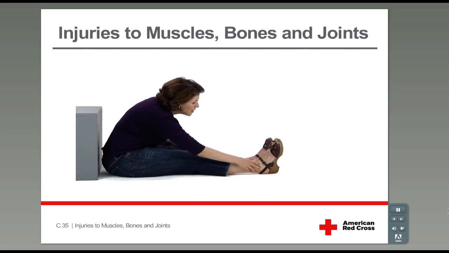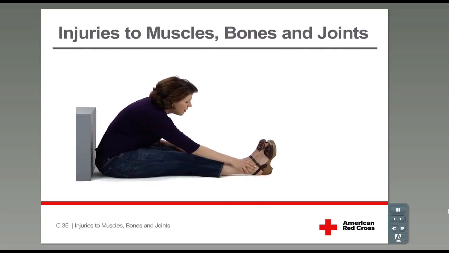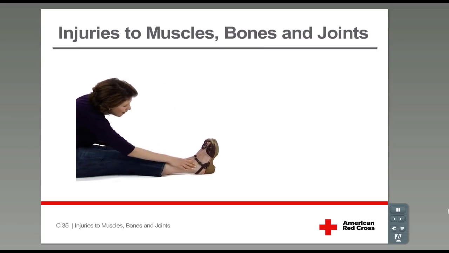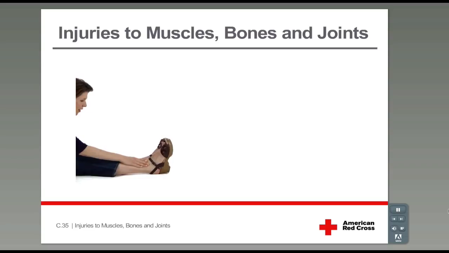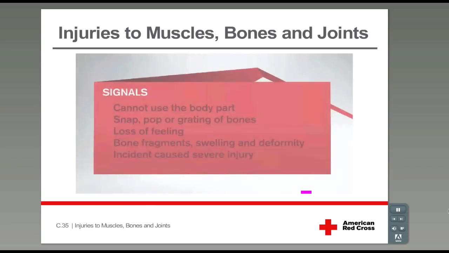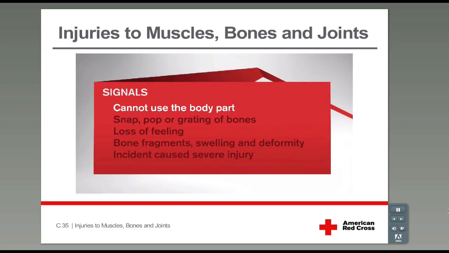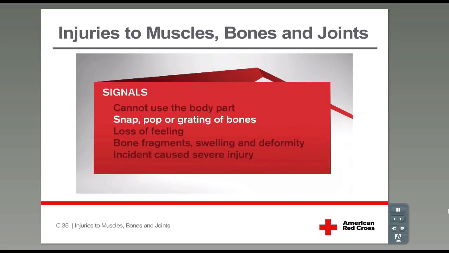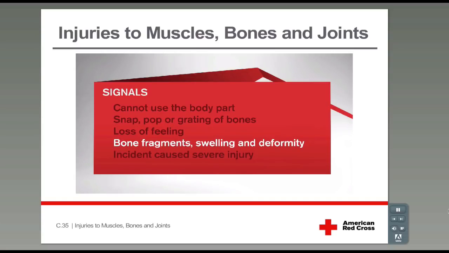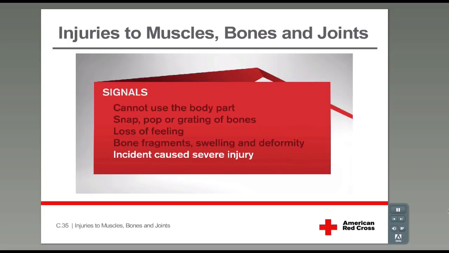When people injure muscles, bones, and joints, there could be broken bones, strained muscles, or sprained or dislocated joints. An injury to muscles, bones, or joints may be severe if the person cannot use the body part, heard a snap, pop, or experienced grating bones or a loss of feeling in the area. You see bone fragments, swelling, and deformity, or notice that the incident itself caused severe injury.